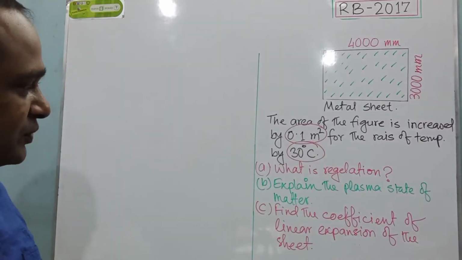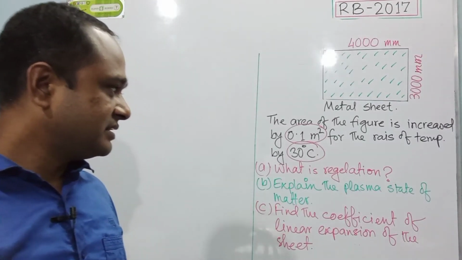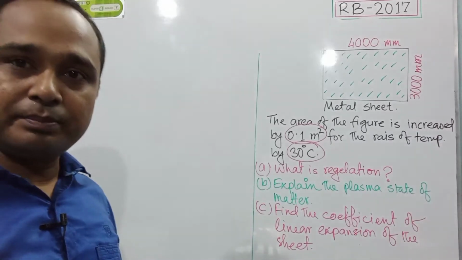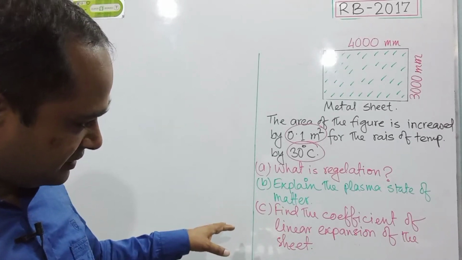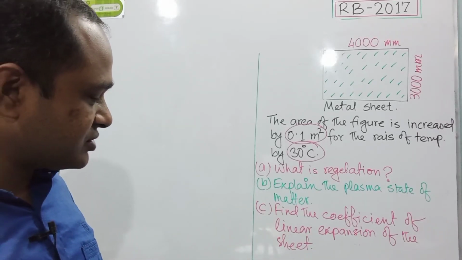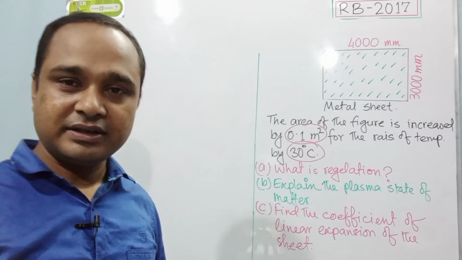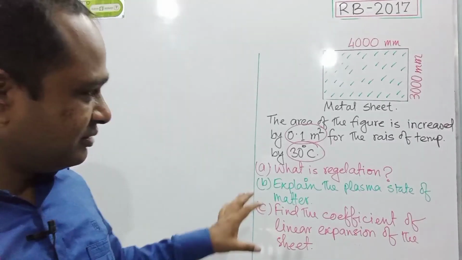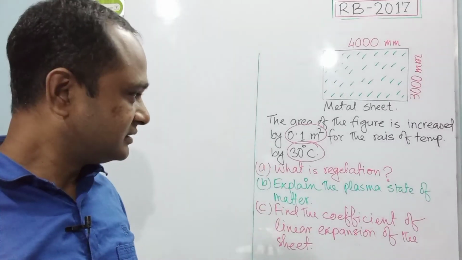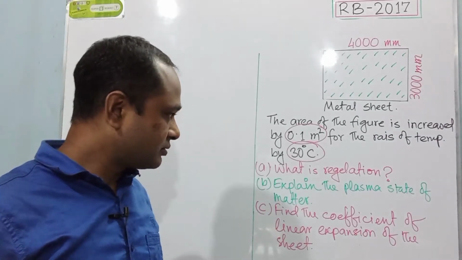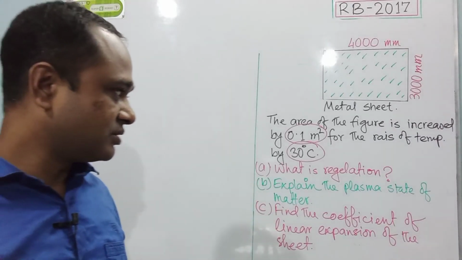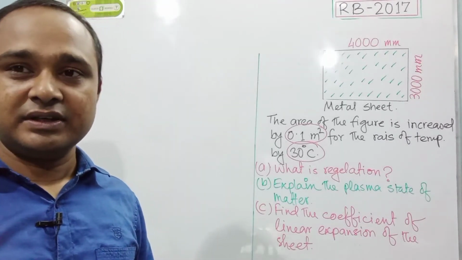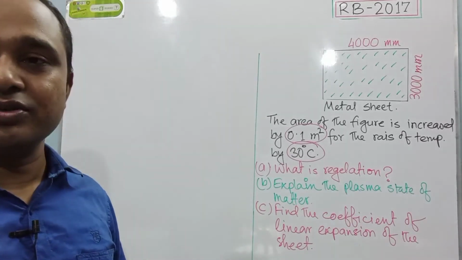These are the information. Our first question is, what is resolution? Second question is, explain the plasma state of matter. And question C says, find the coefficient of linear expansion of the sheet. Okay, dear students, we have no sufficient space to write question D. We will write that after solving this. Right? Now we are going to solve these three questions. What is resolution? Actually, this is a process. Okay. Now we are going to see the definition of resolution.